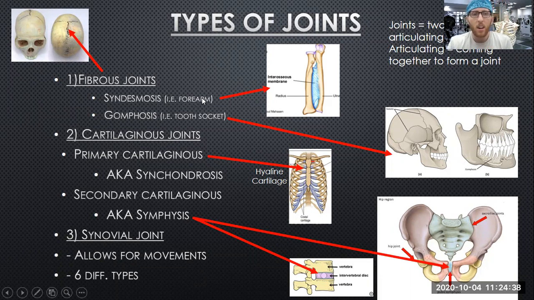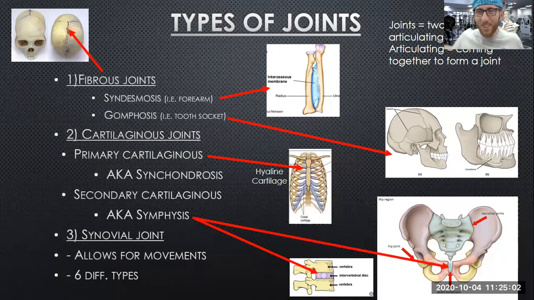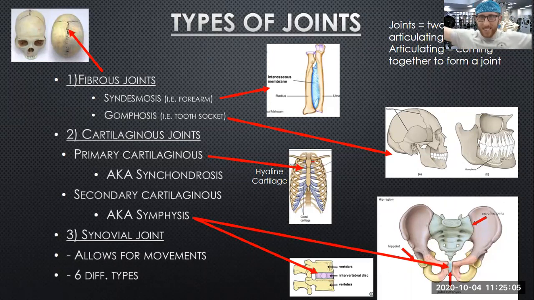Cartilaginous joints, though, are a little bit more like the rib cage. You've got primary and secondary ones here, but more like that hyaline cartilage that makes up the costal cartilages of the rib cage. And then finally, the one we're going to be focusing on the most is synovial joints. When you think synovial, I want you to think of movement. Maybe get some arm circles going wherever you're at.